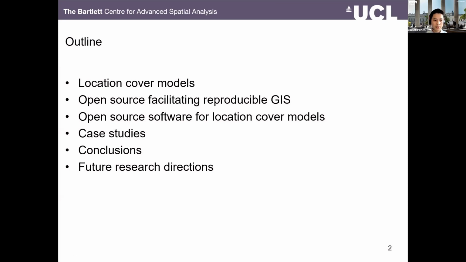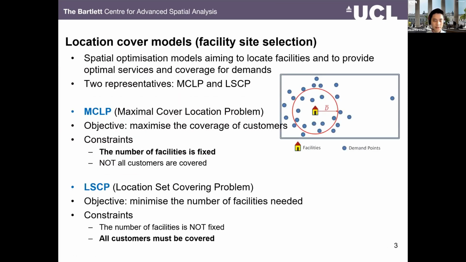So my talk will be broken into 6 parts. First, I'll talk about location cover models. These models have been used for the selection of facility sites, and it is a type of spatial optimization model aiming to locate facilities and to provide optimal coverage for demands. There are many models in this family, and 2 representatives are the MCLP and LSCP.